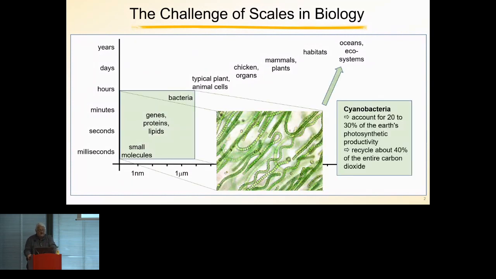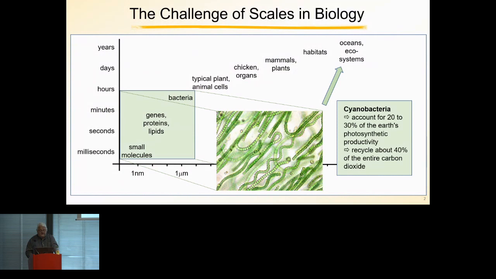For instance, if we look at this cyanobacteria system, they are very, very small, of course, but they account for 20 to 30% of the Earth's photosynthetic activity and recycle about 40% of the entire carbon dioxide. So we have a huge system in the ocean that is driven by very, very small organisms. And the question is, how can we deal with this multi-scale nature?